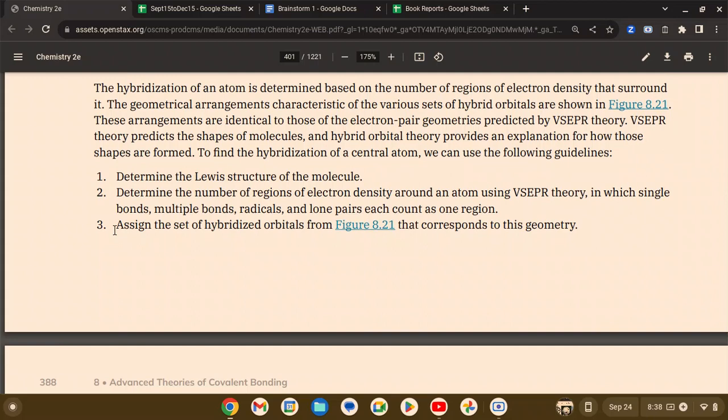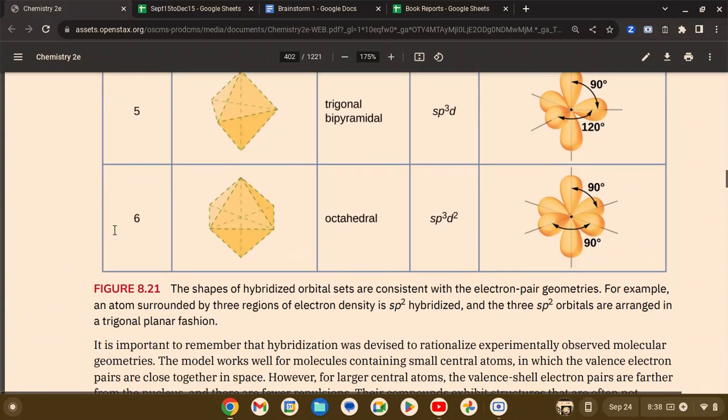To find the hybridization of a central atom, we can use the following guidelines. 1. Determine the Lewis structure of the molecule. 2. Determine the number of regions of electron density around an atom using VSEPR theory, in which single bonds, multiple bonds, radicals, and lone pairs each count as one region. 3. Assign the set of hybrid orbitals from Figure 8.21 that corresponds to this geometry.